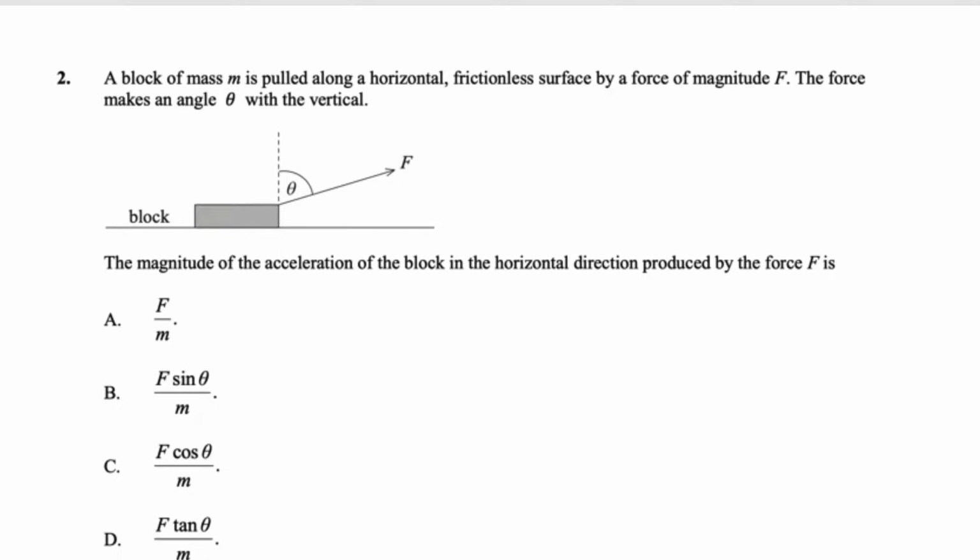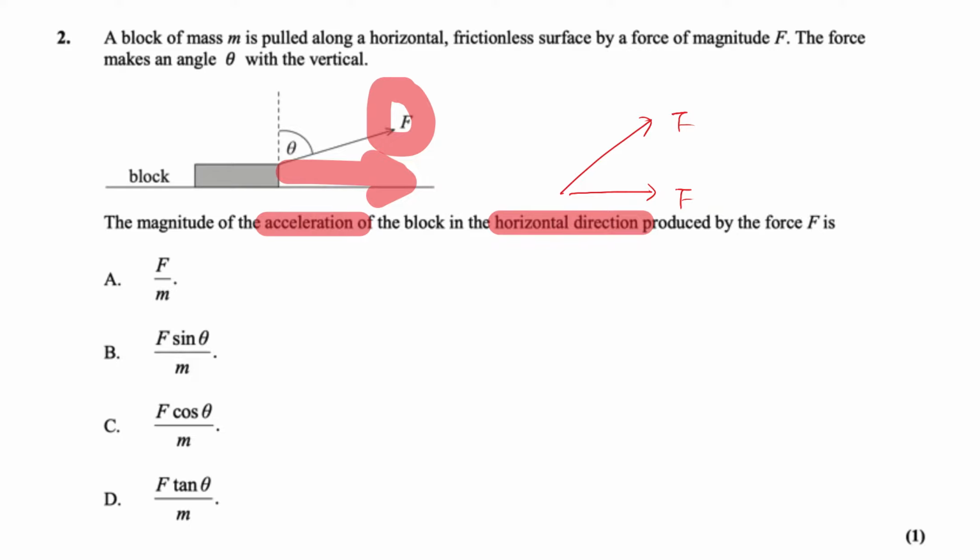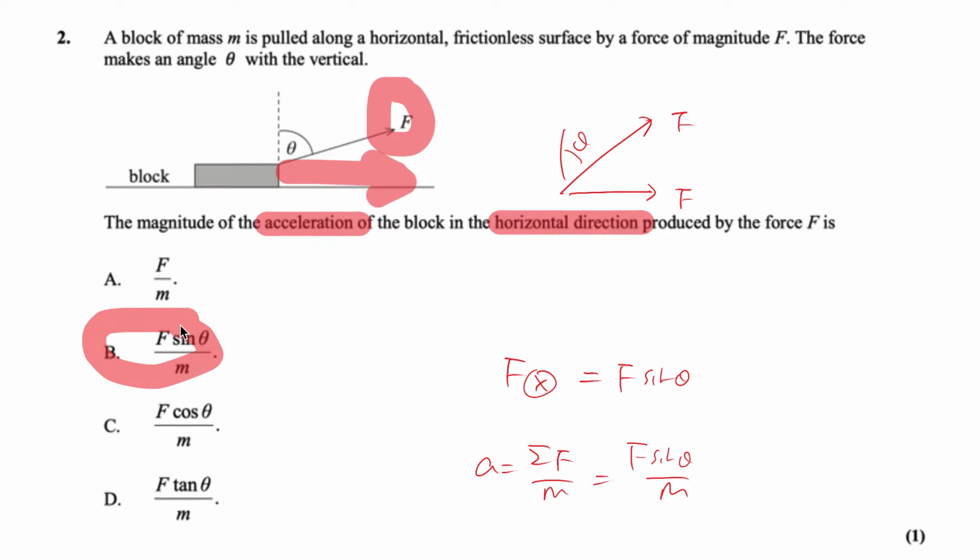Question two, again, read the questions. They ask you the acceleration in the horizontal direction. Okay, so they already said horizontal direction, you don't need to worry about the rest. This force will have a horizontal component going this way, and that angle there is theta. The component will just be sine, that's the opposite side. So F in the x direction just equals F sine theta. They ask you acceleration. Acceleration equals net force divided by mass. So F sine theta divided by m. So we choose B.